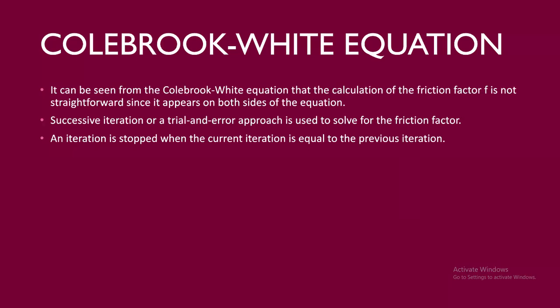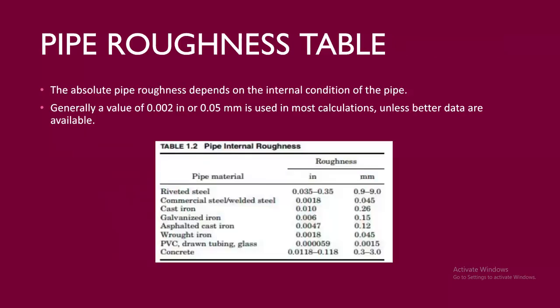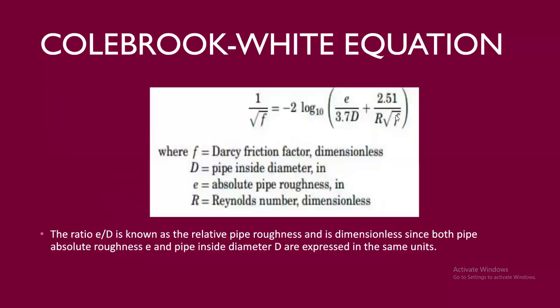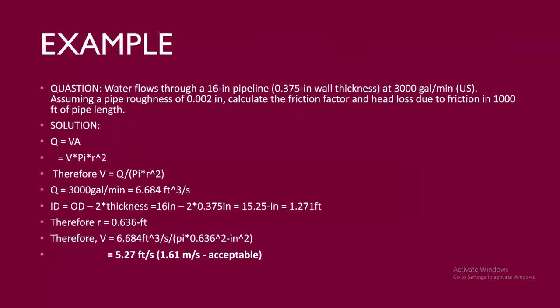So what does it mean? It means you guess the value of your F, put it here and solve it. Then you get a figure of F on the left hand side. Then put that value of F in and solve the equation again until your answers do not change. Then you know you've reached the solution. So I will illustrate this by using an example.